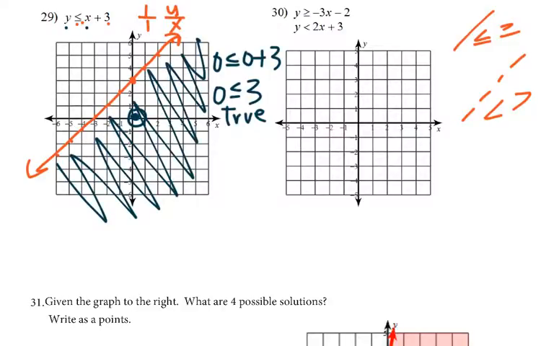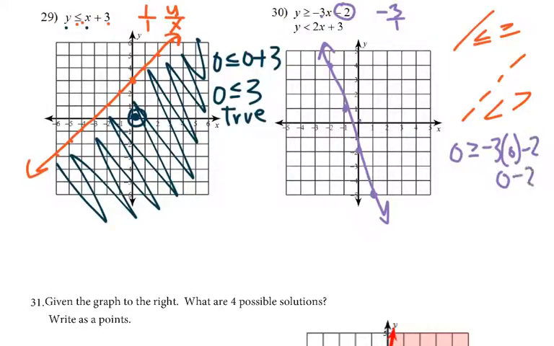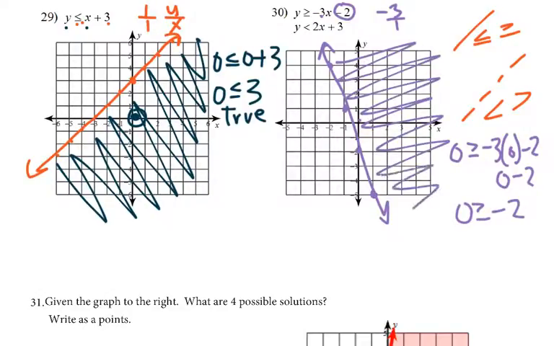Now on 30, we do the same thing, except the difference here is that we are doing it twice. So, negative 2 is my y-intercept. Slope of negative 3, it's like negative 3 over 1, so my vertical change is going down 3 every time I go to the right one. Or the opposite, up 3 to the left one. Okay, there's a line under there, so I know it's a solid line. Pick my test point 0, 0. So 0 is greater than or equal to negative 3 times 0 minus 2. 0 minus 2 gives us negative 2. Is 0 greater than or equal to negative 2? It's true, so I shade that side.